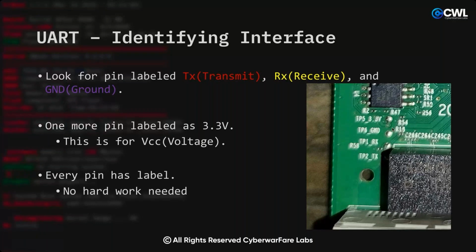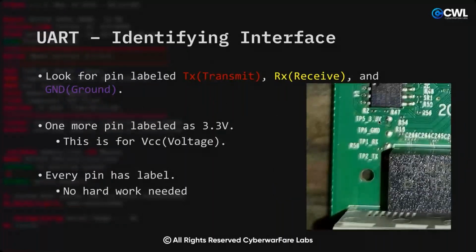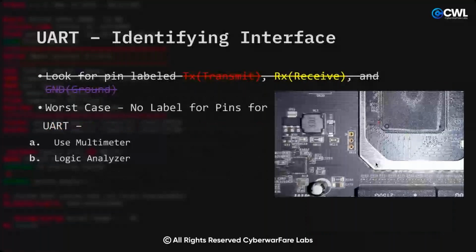In this particular image, we can see this one is TX, this one is RX, this one is ground, and this one has some voltage, 3.3 volts. This one is VCC, for voltage. Every pin has a label, and no special hardware is needed. We just have to solder to it with a soldering iron, and that's it. Then let's move to the second case. What if we don't have these particular tags, like TX, RX, and ground? Then how can we identify it?